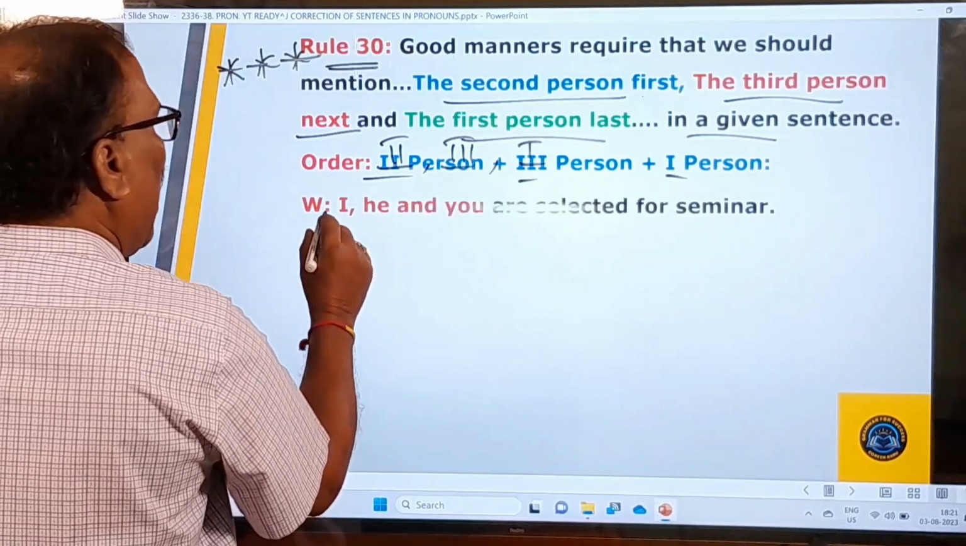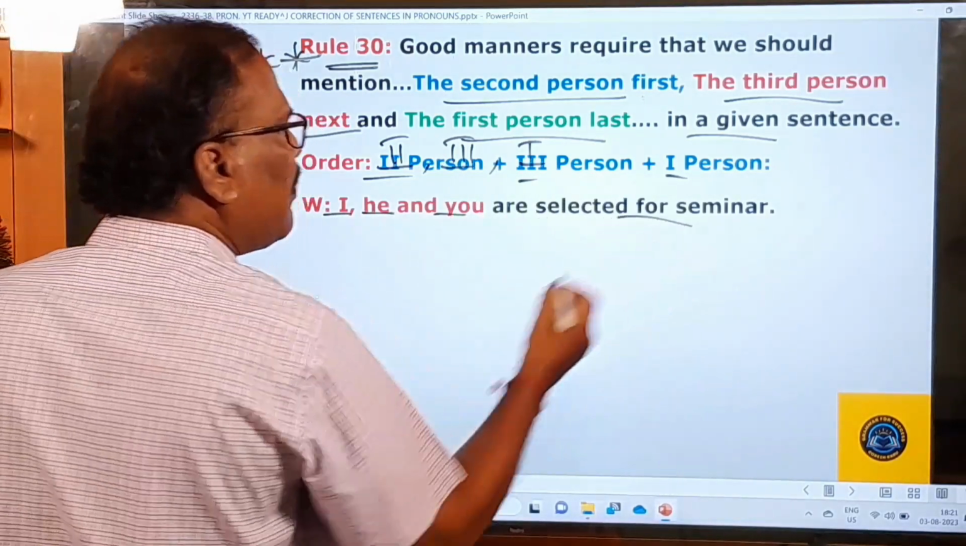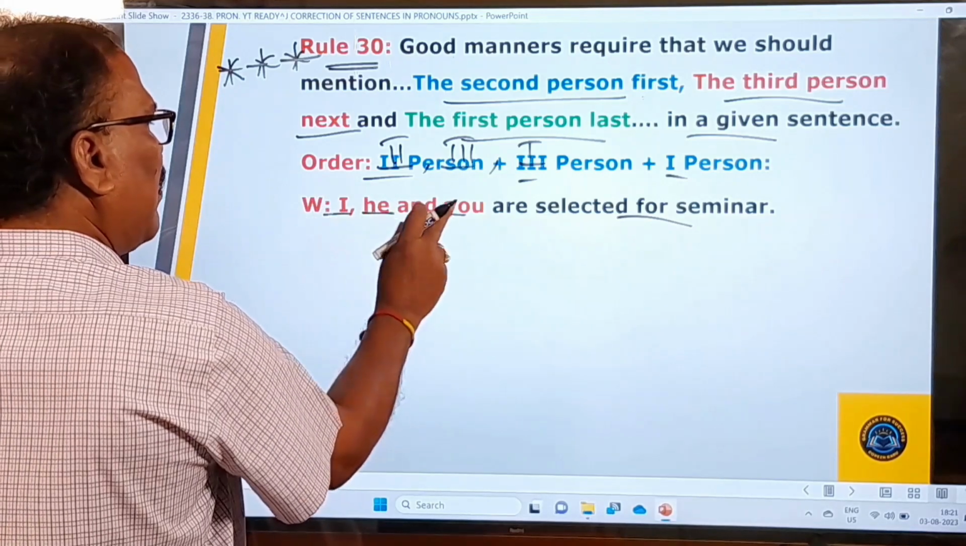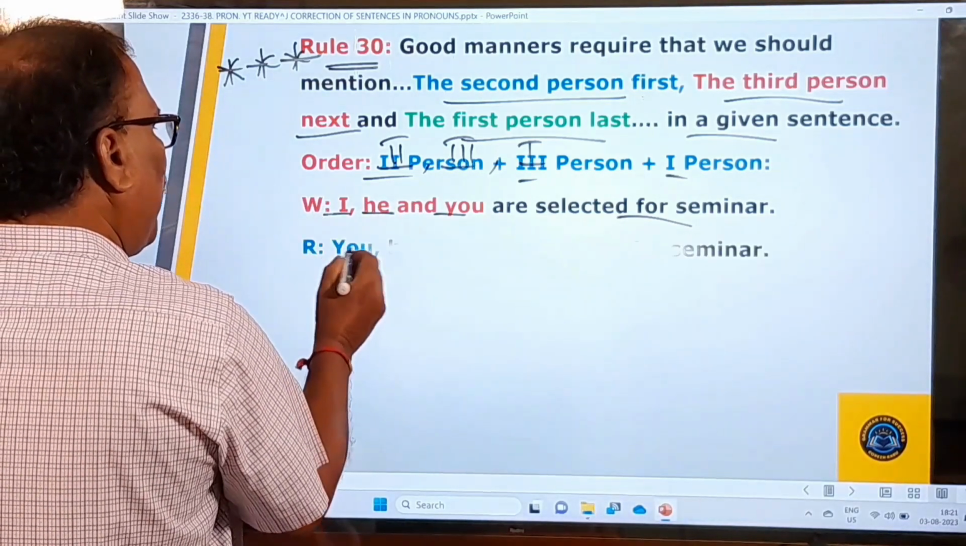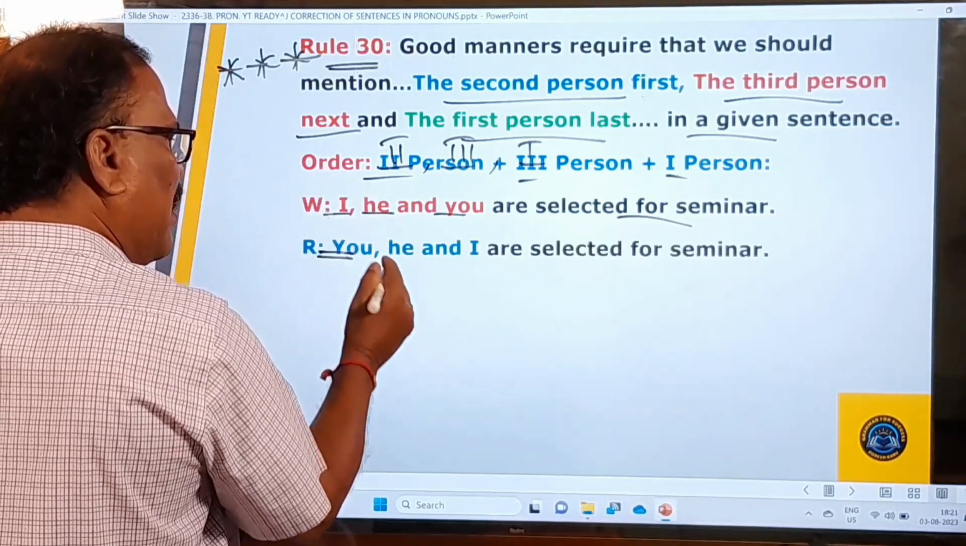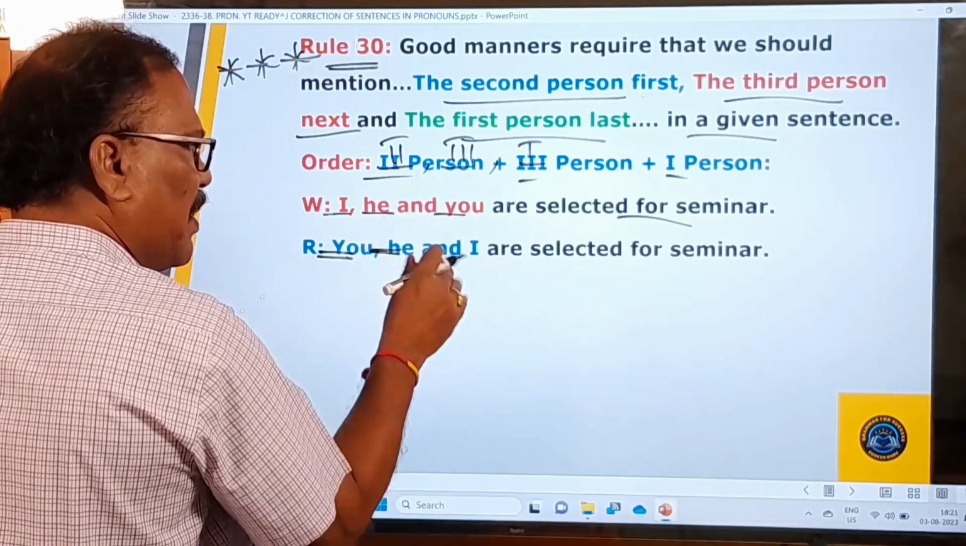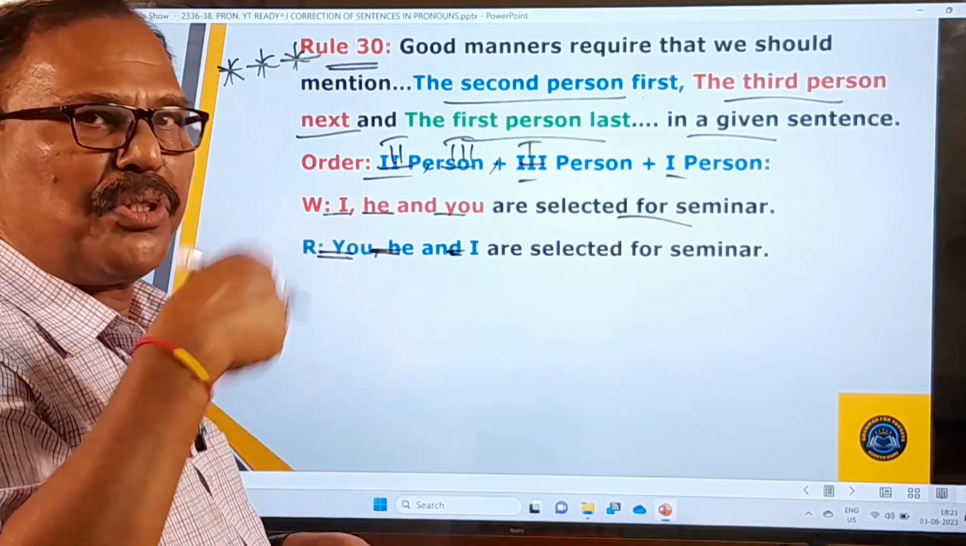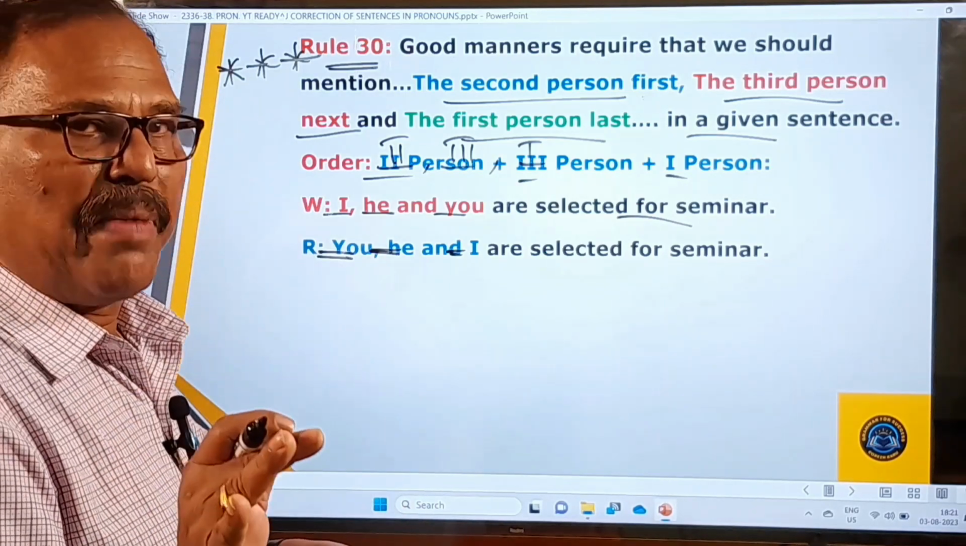And here you see, "I, he, and you are selected for the seminar." I first of all, then he and you. This is not the order. What should be the order? First, you must mention who? You, the second person, then the third person, if at all there is a third person. Then I. Yourself, you should mention last. That is good manners, right?